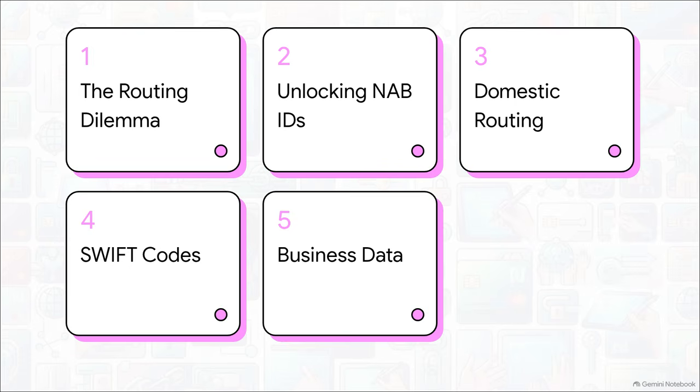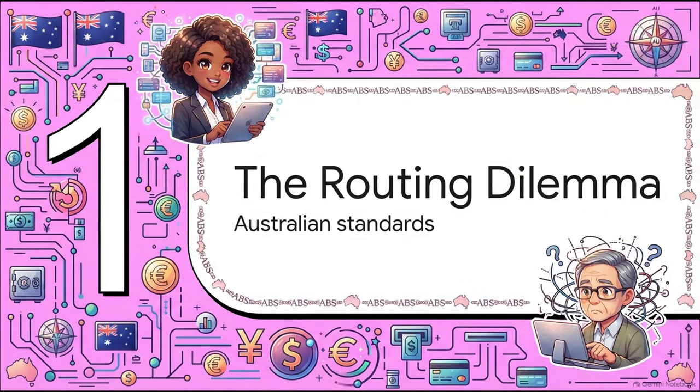Today, we're going to walk through a simple step-by-step framework to locate your coordinates. We are covering the Australian routing dilemma, unlocking access with NAB IDs, finding domestic routing online, finding international SWIFT codes, and finally, navigating business routing data. Section 1. The Australian routing dilemma.